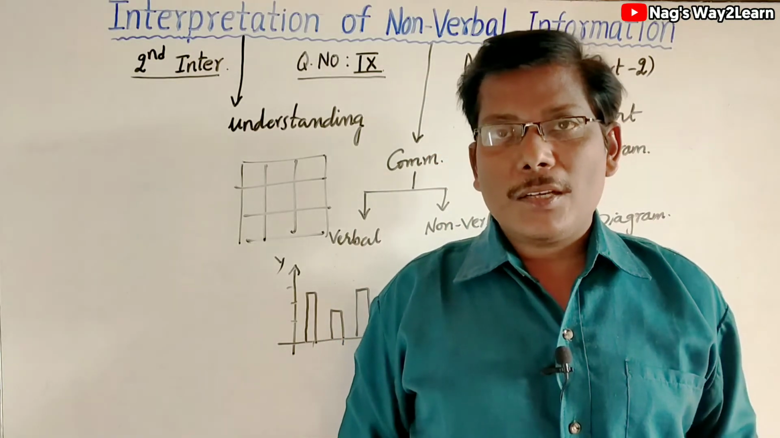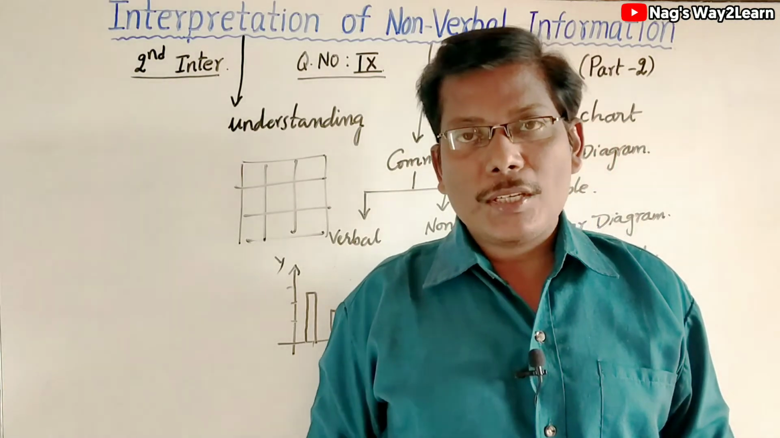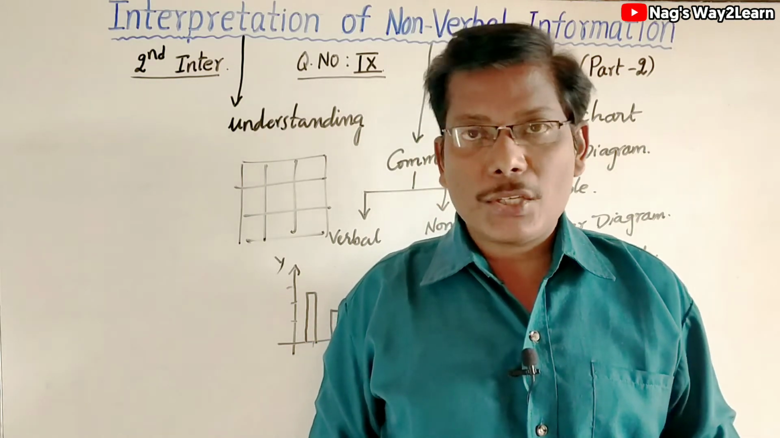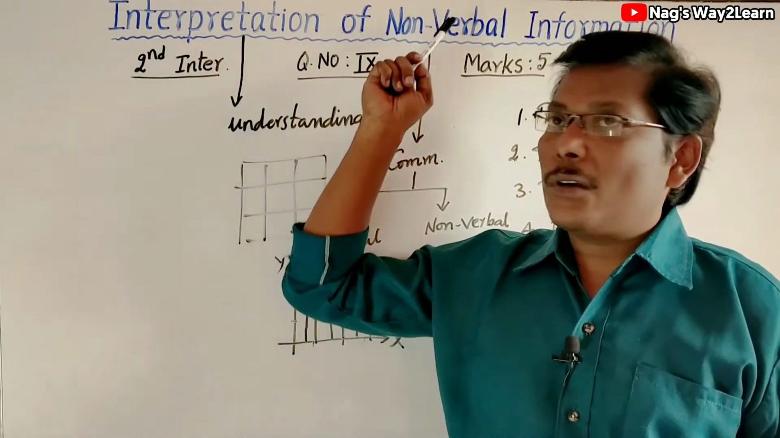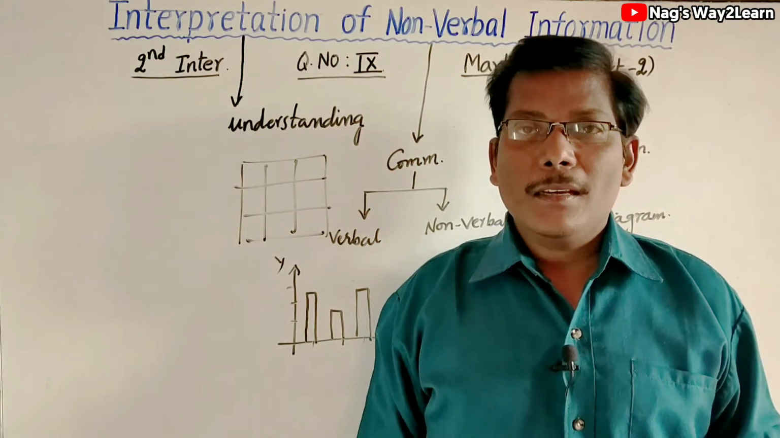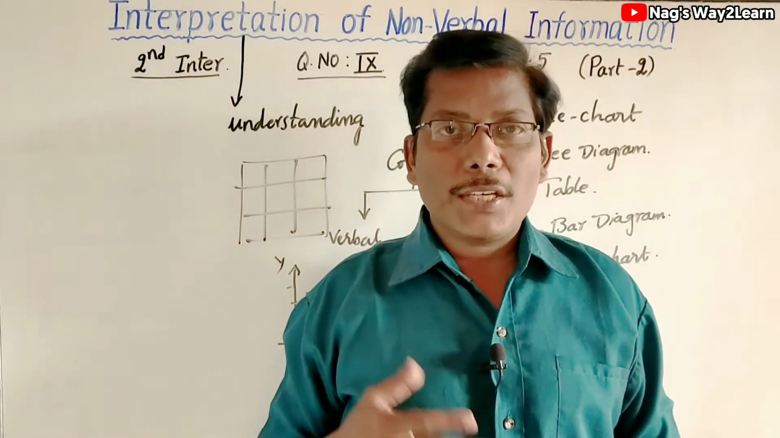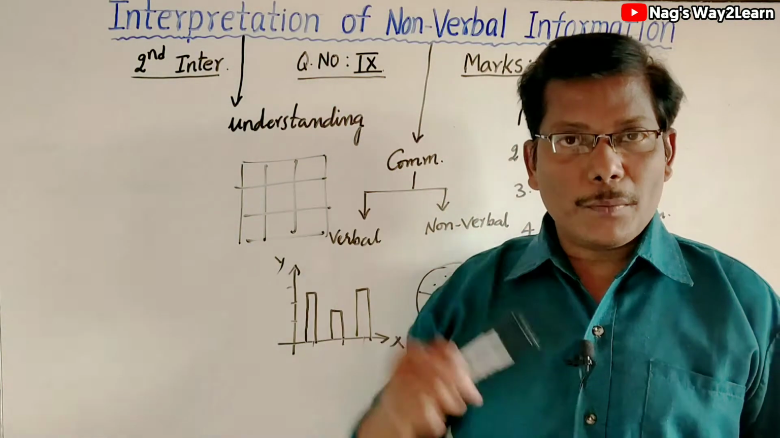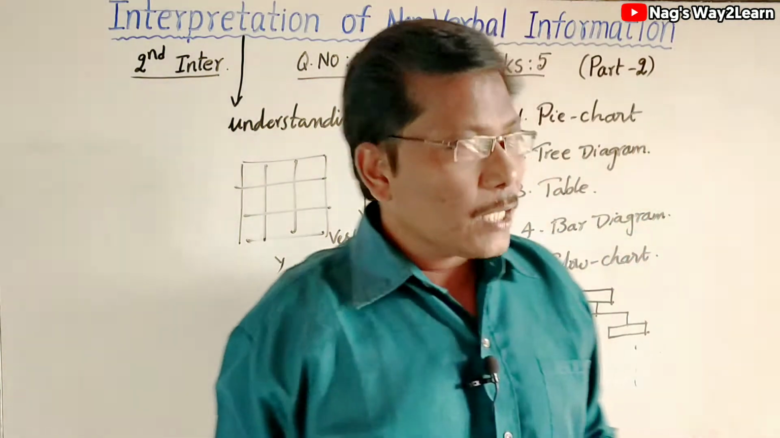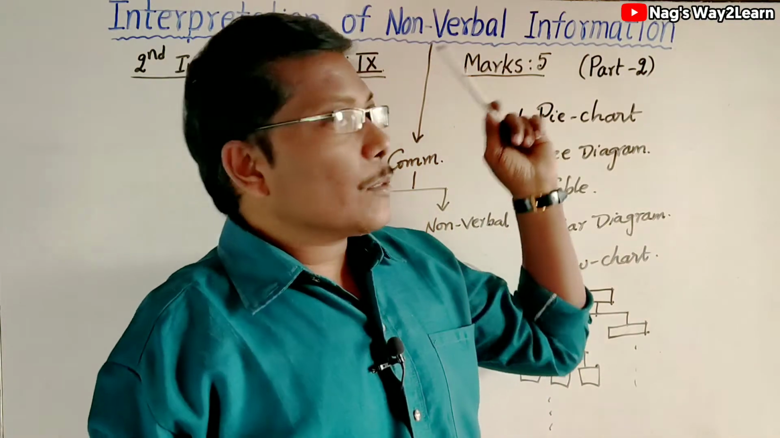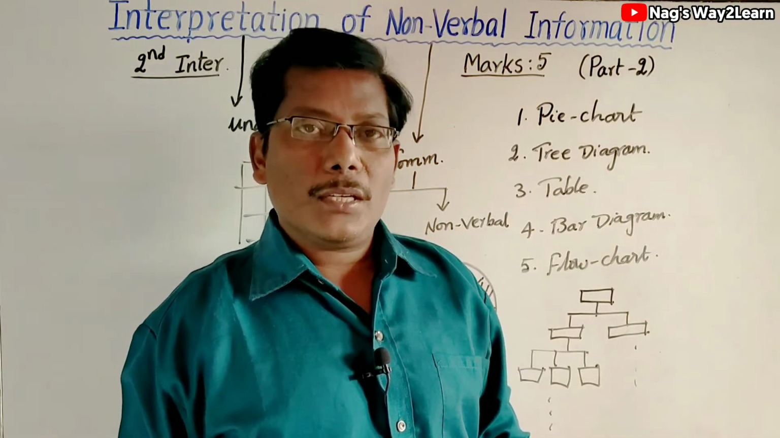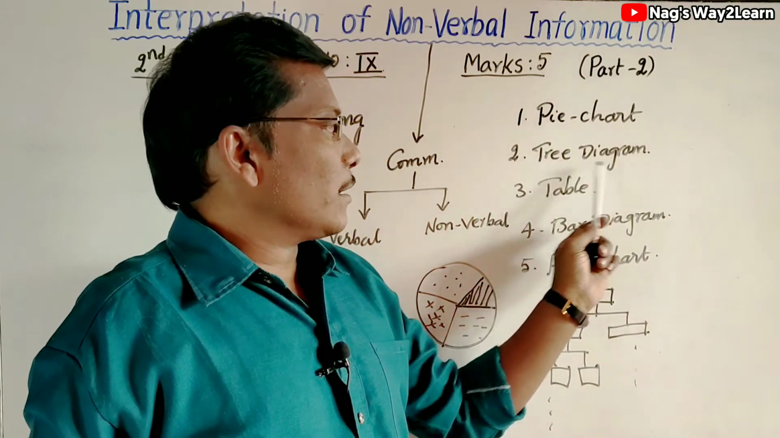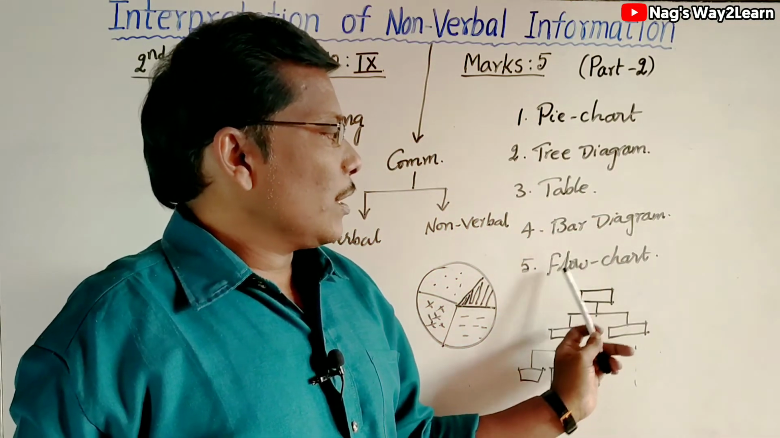And since the last video, we have been discussing one of the easiest topics in intermediate second year English, interpretation of non-verbal information. In the previous video, I explained the meaning of interpretation of non-verbal information and the different types. There are 5 types: pie chart, tree diagram, table, bar diagram and flow chart.